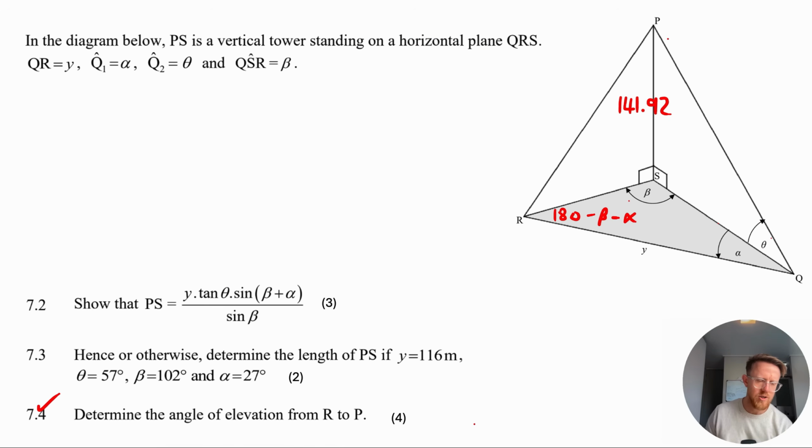Last one, determine the angle of elevation from R to P. So from R, so let's go to R, and then we're going to P. So we're going to P, so they want this angle over here. So let's see, and that's for 4 marks.